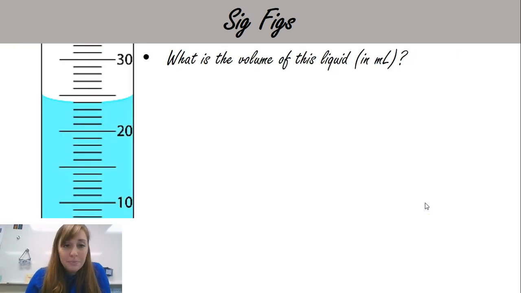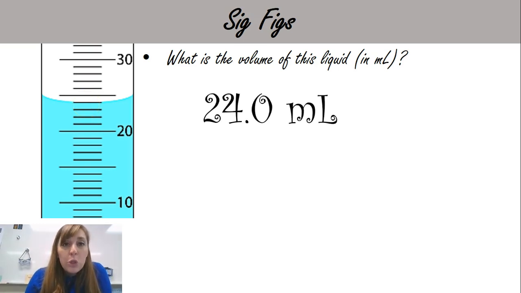Let's do another one. All right, what do you think the volume of this is in milliliters? So freeze your video, write your answer, and then I'll have some answers for you. All right, so I hope you looked at the bottom of the meniscus, and it looks exactly like it's at 24. So I would put 24.0.